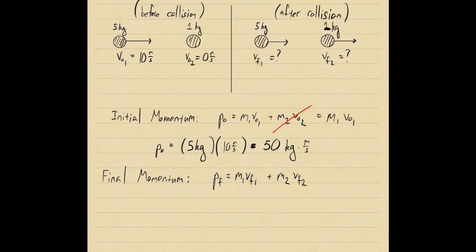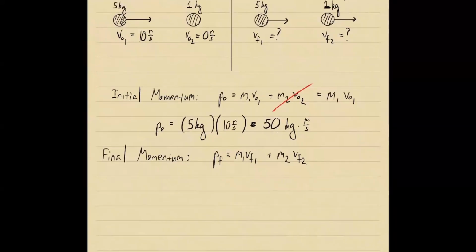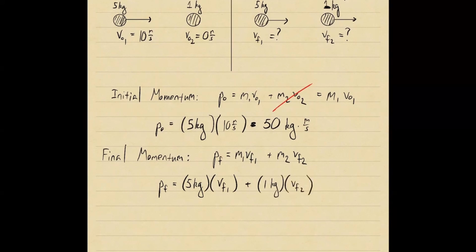But this is going to be a little bit difficult because we only know the masses, m1 and m2. We don't know what the final velocities are for each of these. So the final momentum of our system is the mass of the first ball, which is 5 kilograms, times the final velocity for our first ball, whatever that is, plus the mass of the second ball times the final velocity of the second ball, again, whatever that is.